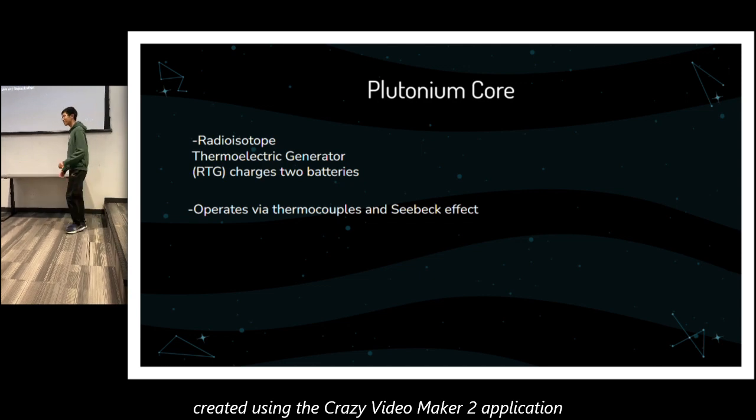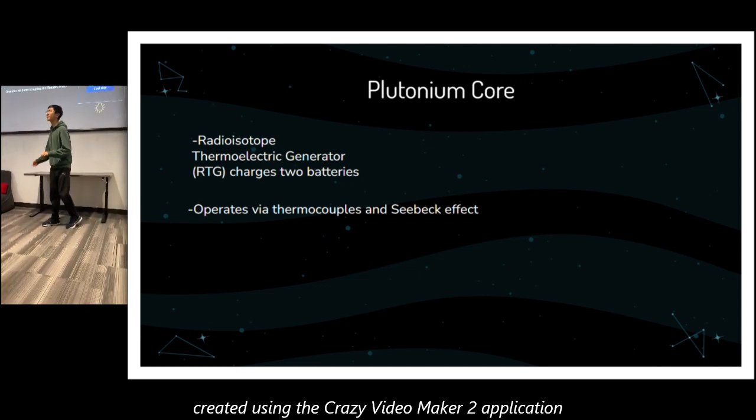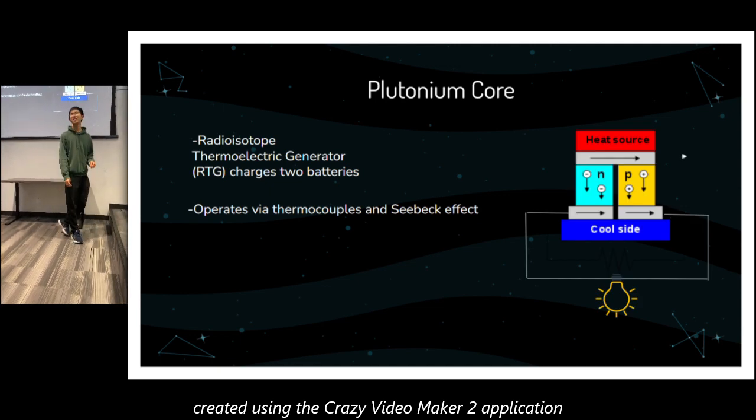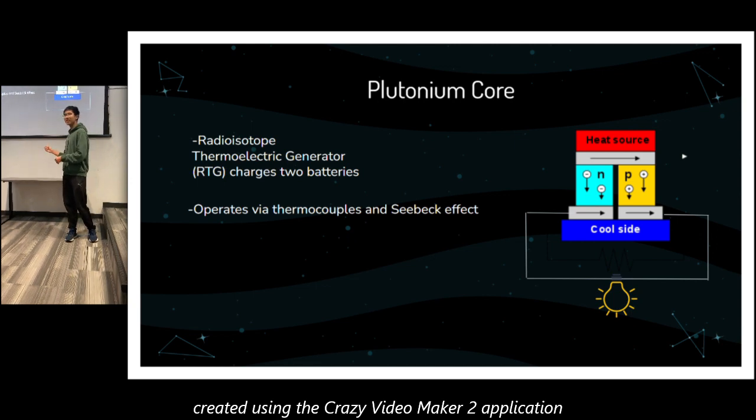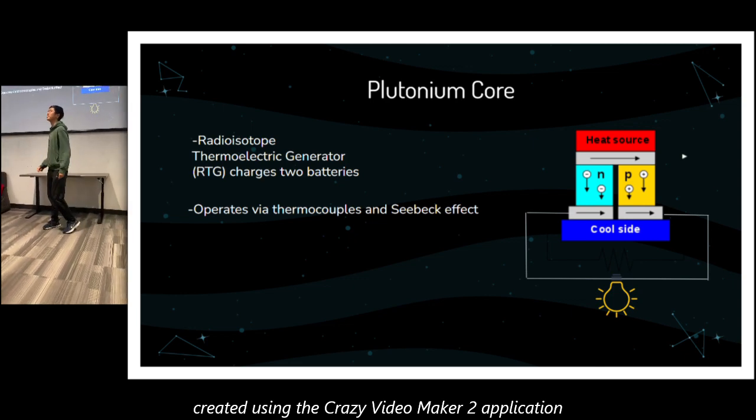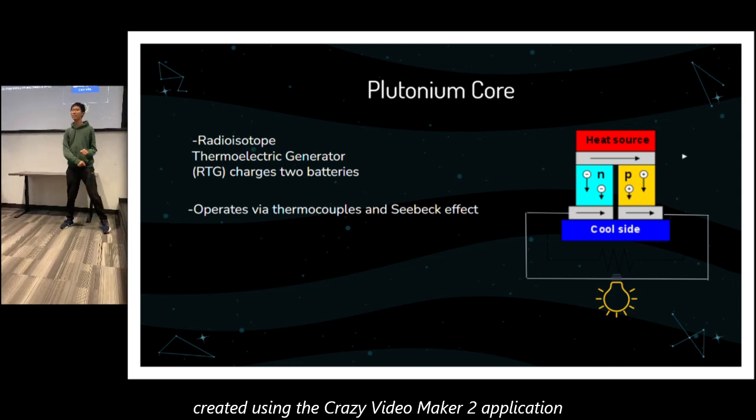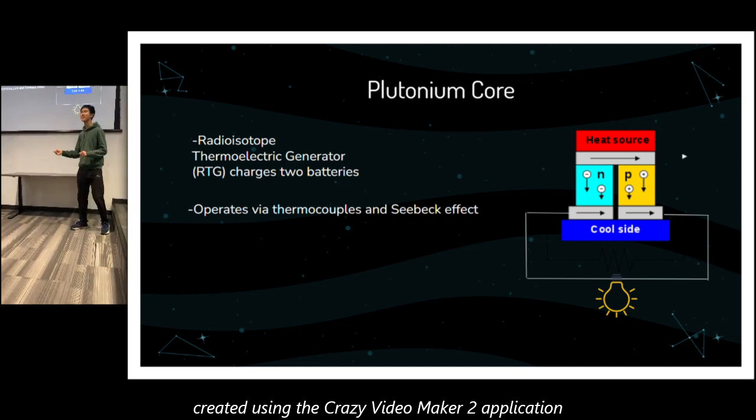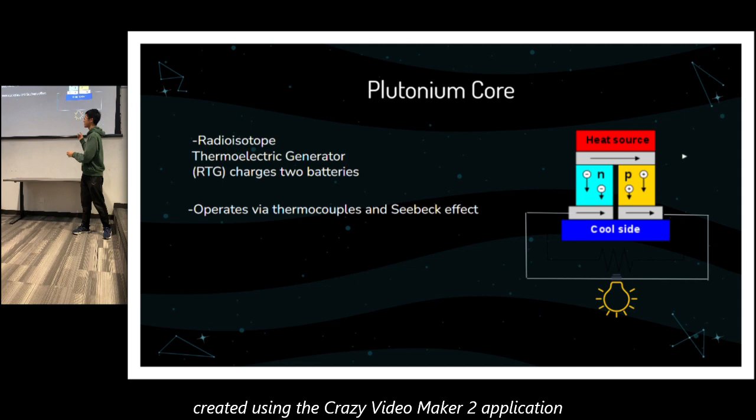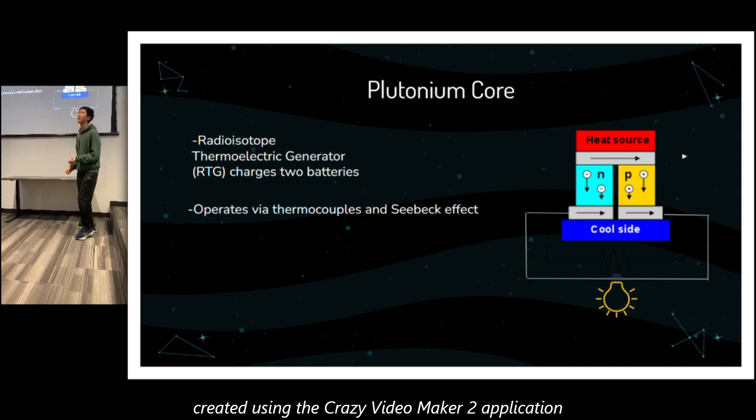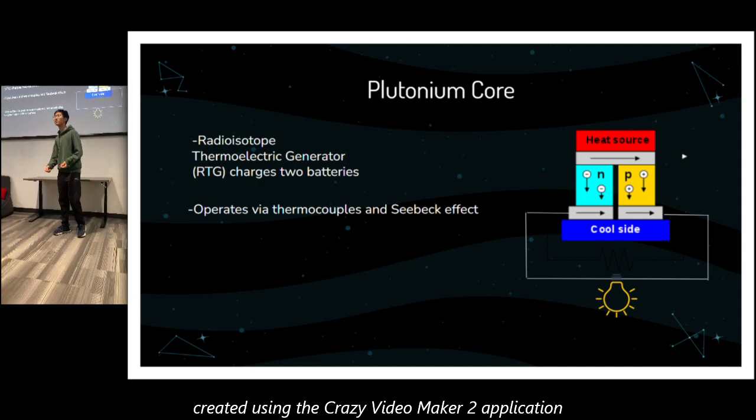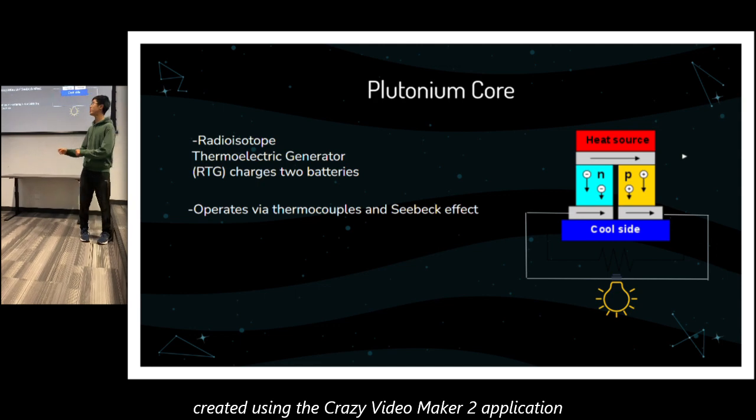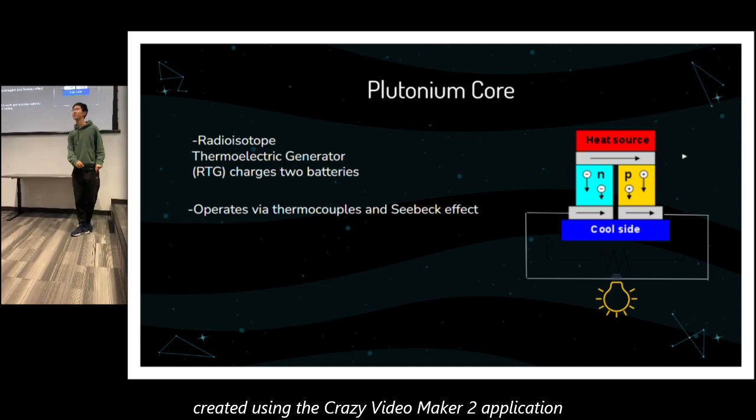And so it operates via thermocouples and the Seebeck effect, which essentially thermocouples are how they generate electrical energy from heat energy. And the Seebeck effect is basically in this diagram shown above. When there's a heat source, which in this case is the chunk of plutonium, and a cool side, which is Mars' surface, it creates an electrical current around the design, which is used to power things because of the moving electrons that are circulating throughout the circuit.